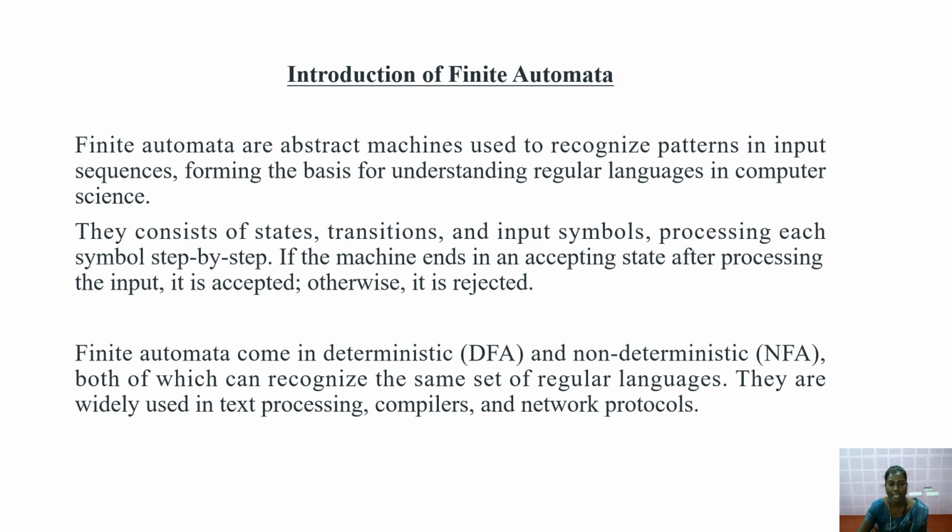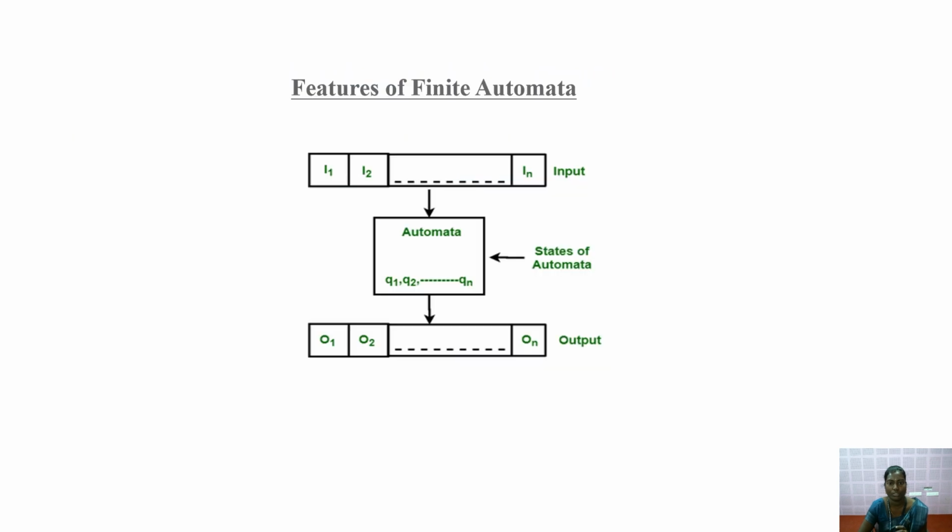It consists of states, transitions, and input symbols, processing each symbol step by step. If a machine ends in an accepting state after processing input, it is considered accepted, otherwise it is rejected. There are two types of finite automata, one is deterministic and another is non-deterministic, which recognize the same set of regular languages. These are widely used in text processing, compilers and network protocols.